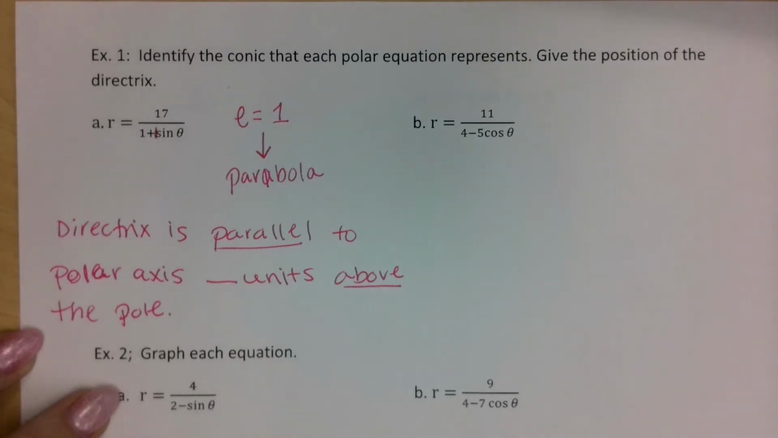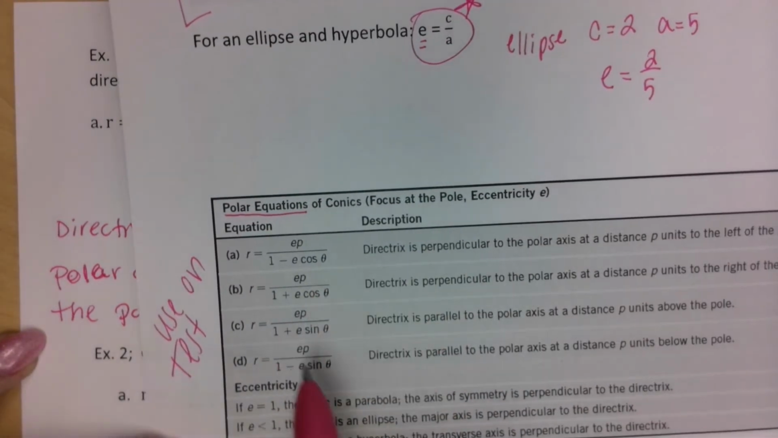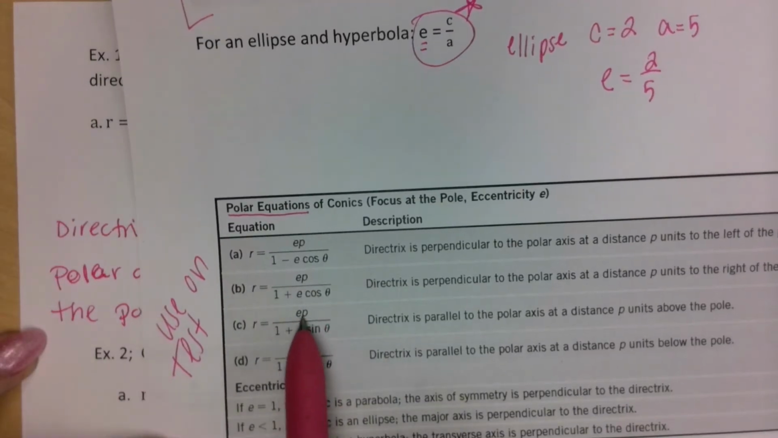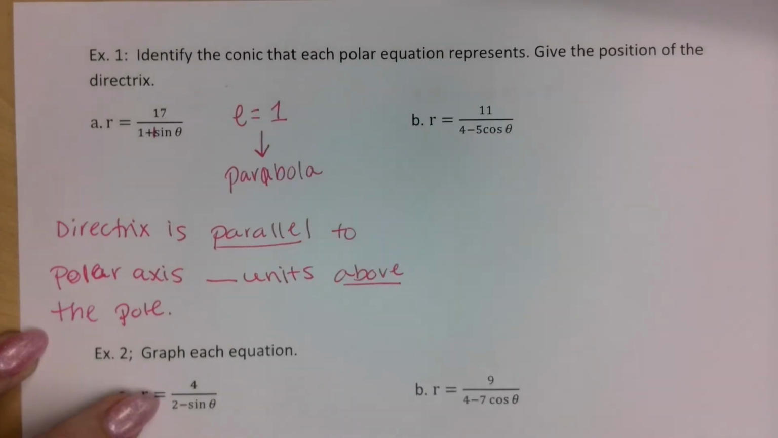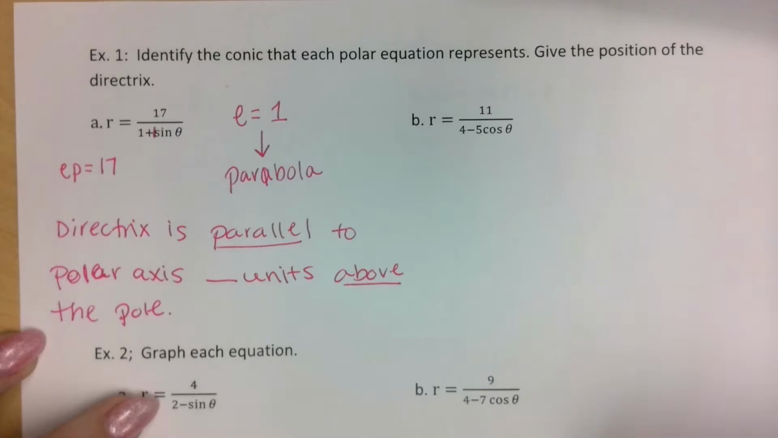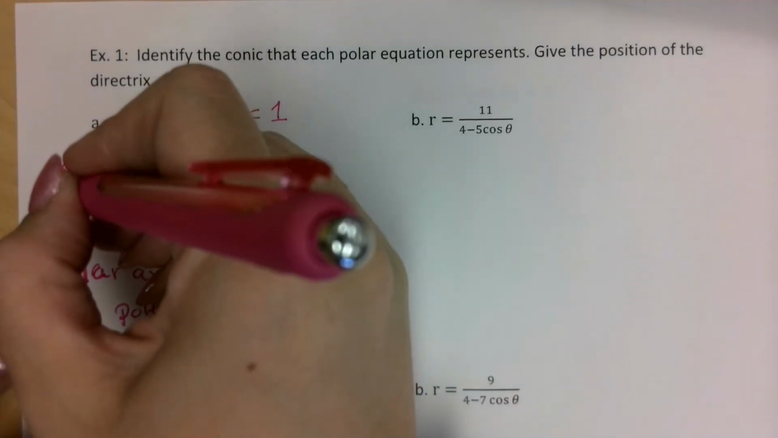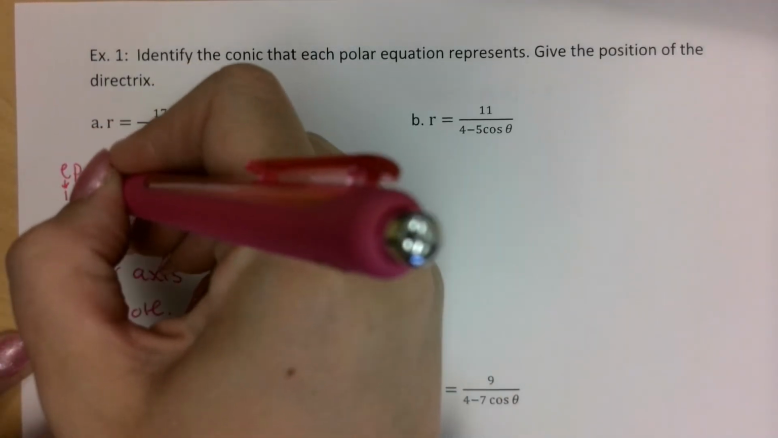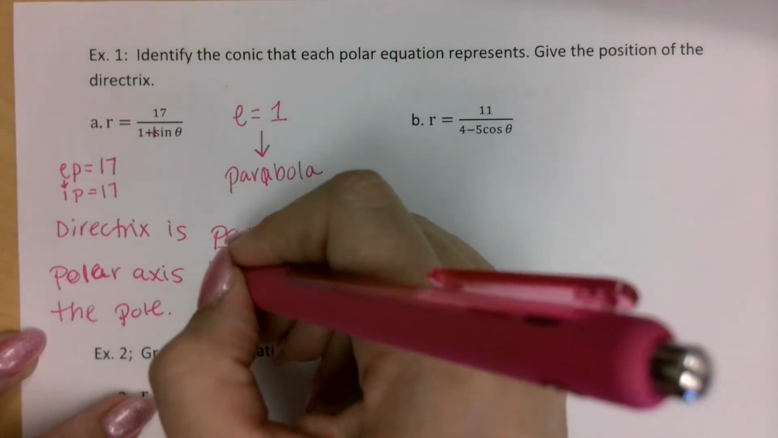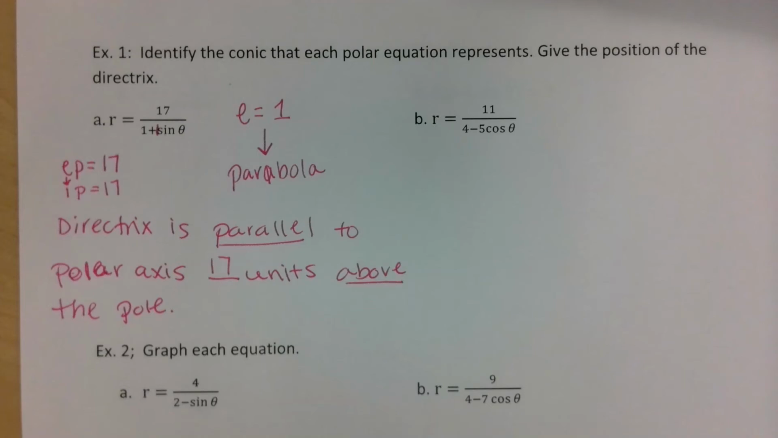So to figure out P, if we look at our equation here, we got E was 1 by looking right here. And if we look at the top, E times P gives us the top number. So I know that E times P had to give me 17. And if I know E is 1, well, that means P has to be 17. So it's going to be 17 units above the pole.